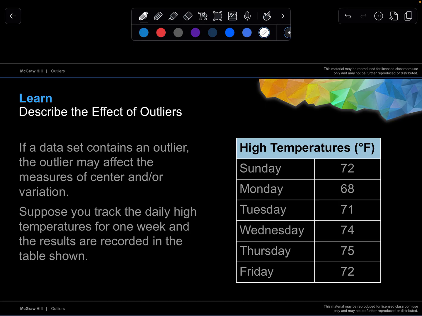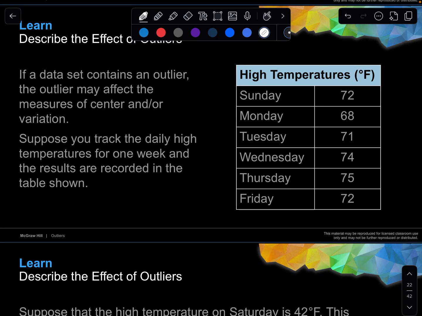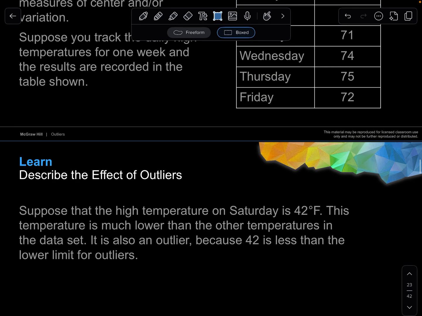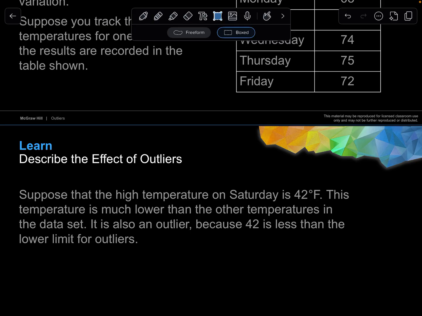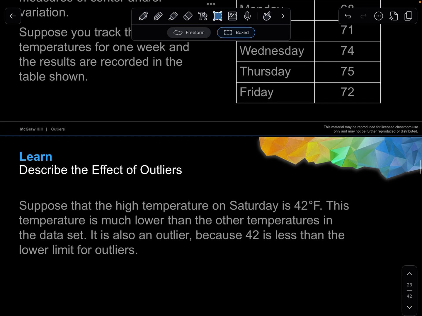Now let's take a look at this example on page 577 of your book. Suppose you track the daily high temperatures for 1 week and the results are shown in this table. Before we move on, I'm going to copy this table. Suppose the high temperature on Saturday is 42 degrees Fahrenheit. Now, this temperature is much lower than the other temperatures in the data set. As you can see, they're all like 68 or above 70. This data is also an outlier. If you do the calculations, you will determine that this data is an outlier, just less than the lower limit for outliers.